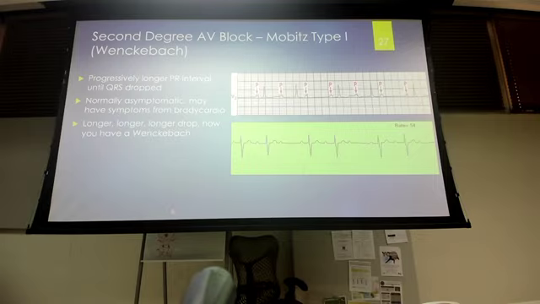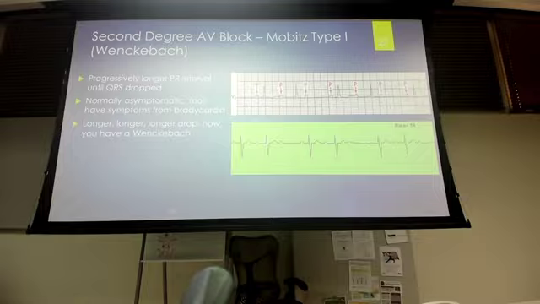Second degree AV block, Mobitz type 1, also called Wenckebach. In Wenckebach, what we say to help us remember is longer, longer, longer, drop. I must have a Wenckebach. And we're still referring to the PR segment. So when you look at the first one, it might look normal, but then you have to look at the next one. And you're like, wait, looks like it got a little longer. I'm going to measure it out.